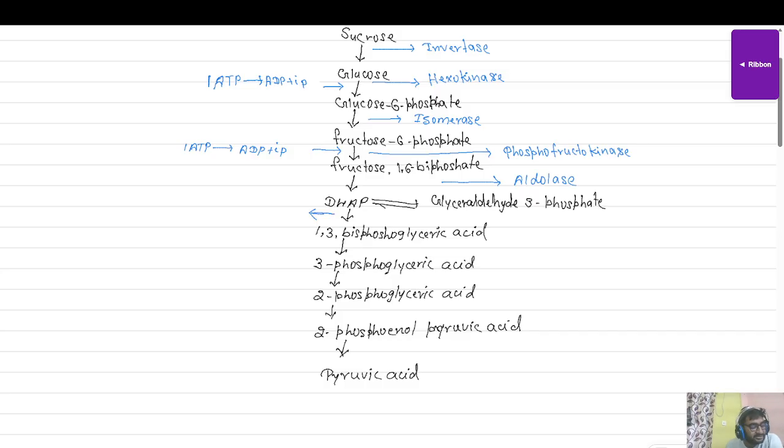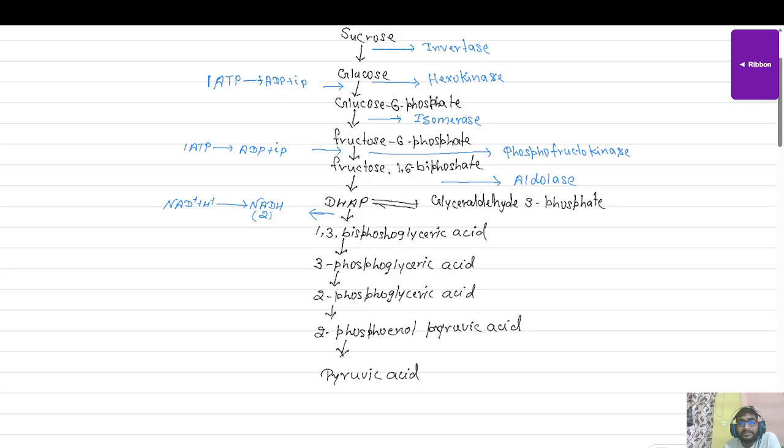NADH molecule is getting synthesized here, right? So basically from NAD plus and H plus, it is getting synthesized NADH molecule. And how many NADH molecule would be there? Two NADH molecules will be formed in this process when converting this DHAP to 1,3-bisphosphoglyceric acid.